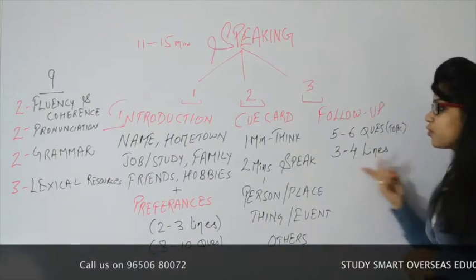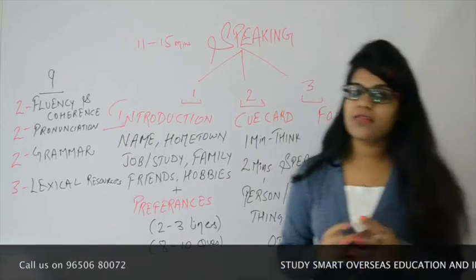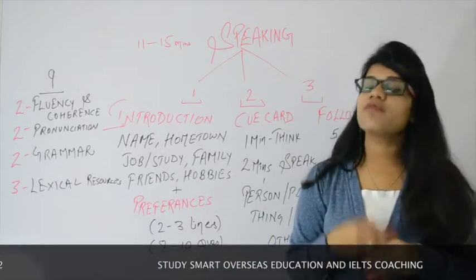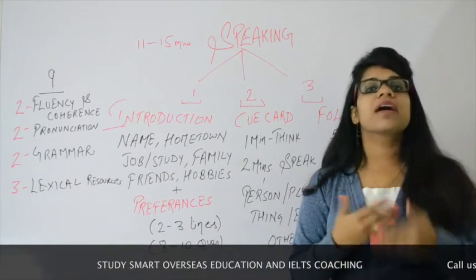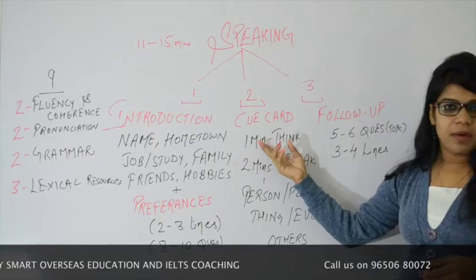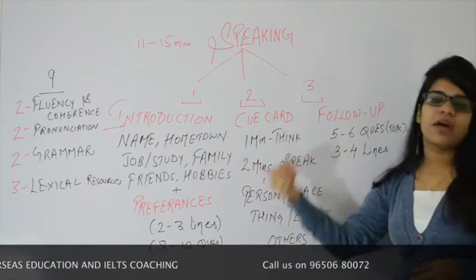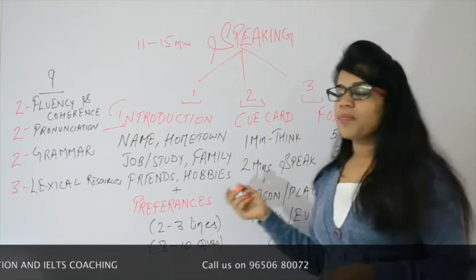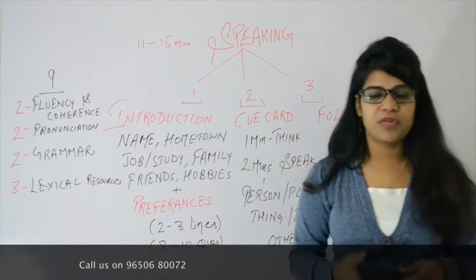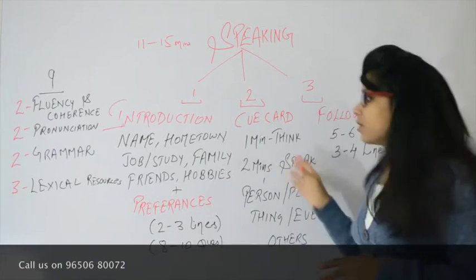And you have to speak for at least 3 to 4 lines. You should be able to give your opinion and one reason for that, and then even conclude it. So except for the second part, you have to wind up your answer in parts 1 and 3. In the second portion, the examiner will stop you. So do not stop before the examiner stops you. Keep on saying anything, but relevant to the topic.